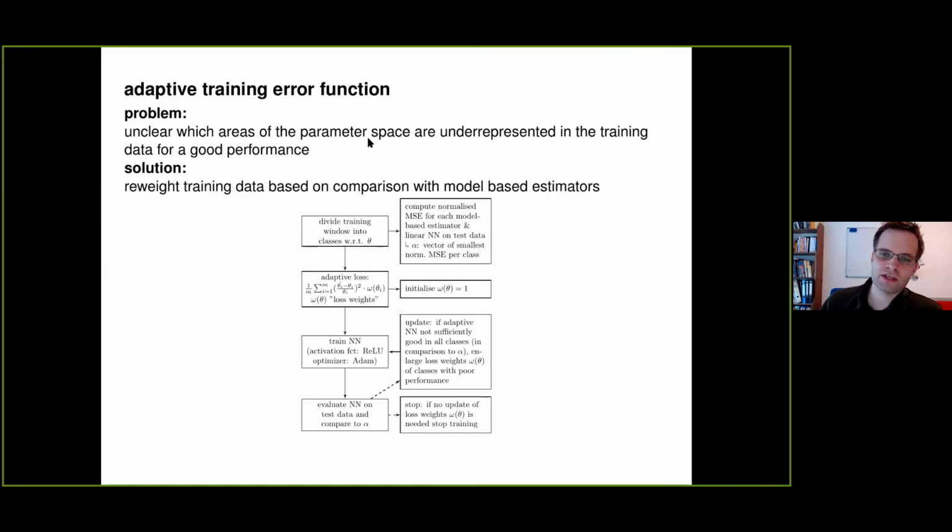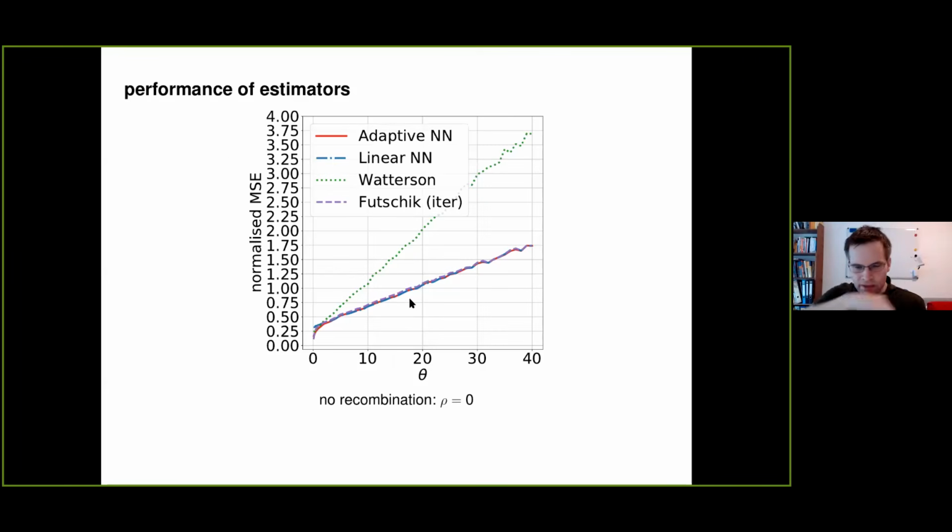So instead of doing this manually, we decided to include a reweighting, an adaptive training error, where we compare in each step the performance of model-based estimators and the neural networks, and where the neural network is still not close to the model-based estimator's performance, we increase the weight of the loss function in this area of the parameter space. And here are some first results. All of this is unpublished, and has been done by Clara.